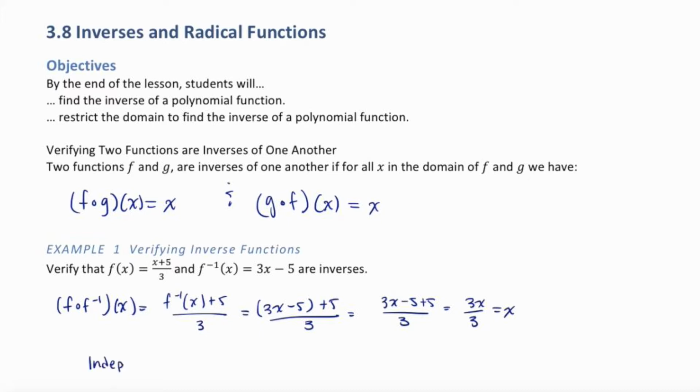Independently, you can and should verify that this also holds.